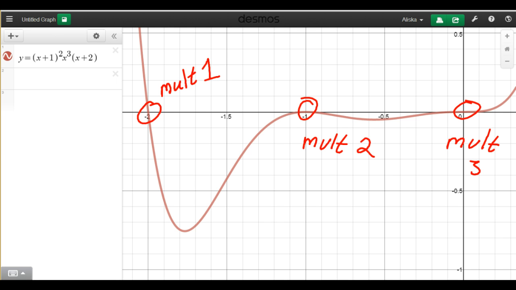And what we can see is that sometimes we pass through the axis, like at -2 and 0, at the root. And other times we just touch it and then we come back down, right? And what that has to do with is whether our multiplicity is even or odd.